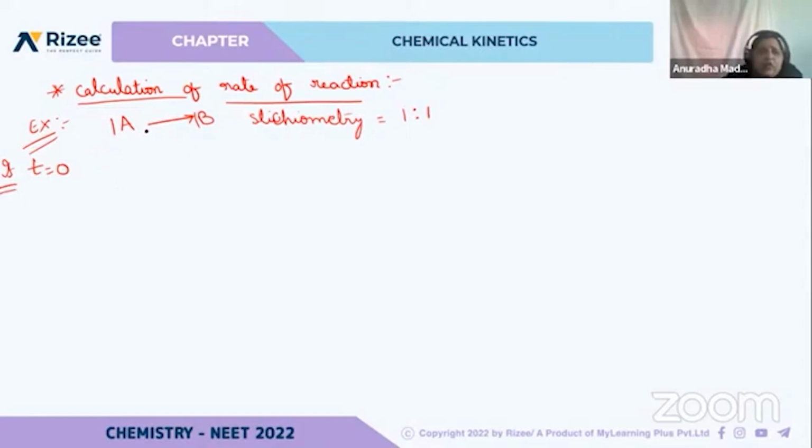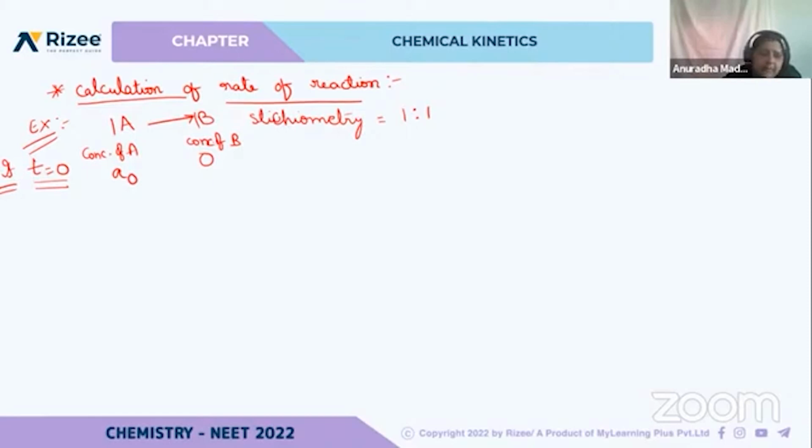Then let's take the concentration of A. Concentration of A is A0. Obviously B is 0 because at the starting of the reaction, no product is going to form. So the concentration of B is 0. At T equal to 0, the concentration of A we consider as A0, and the concentration of B is 0 because at the starting no product will be present.